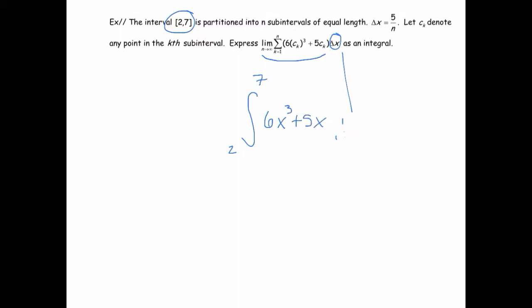So as crazy as that problem looked, it's actually pretty easy. It's more just recognizing notation, or being able to convert between this awkward limit notation, written as a summation, into integral notation.